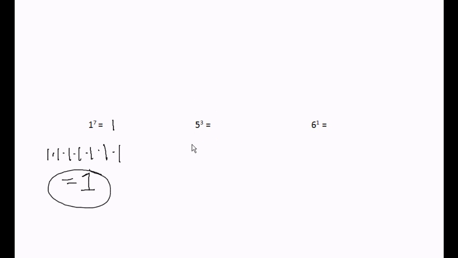5 to the third power. Take the base, 5, and write it down 3 times. Then multiply. 5 times 5 is 25. 25 times 5 is 125. 5 to the third power is 125. 6 to the 1 power. Take the base 6 and write it down 1 time and multiply it. Well, there's nothing there, so 6 to the 1 power is just 6. We only have one of them.